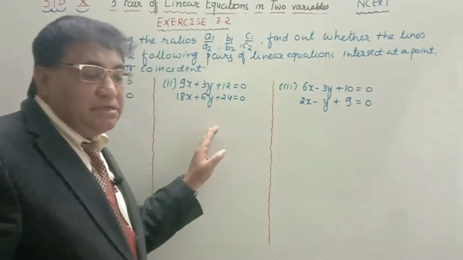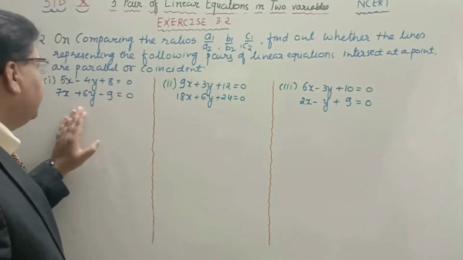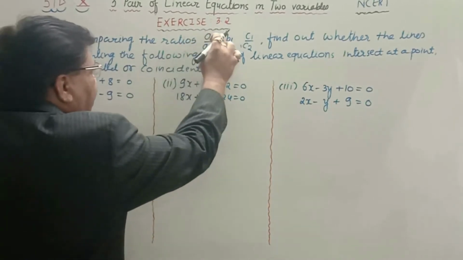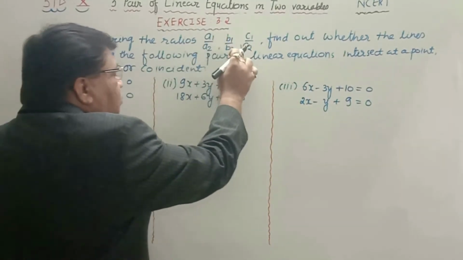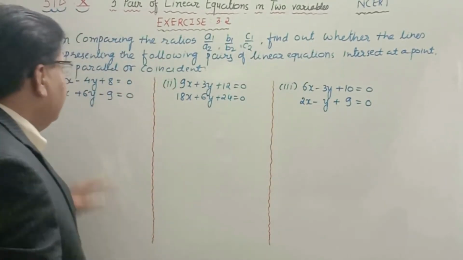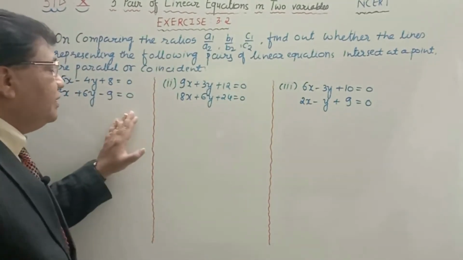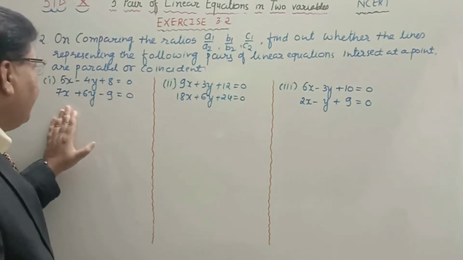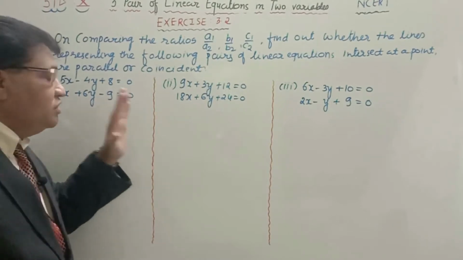3.2 एक्सरसाइज क्वेश्चन नंबर 2 देखते हैं. On comparing the ratios A1 by A2, B1 by B2 and C1 by C2, find out whether the lines representing the following pair of linear equations intersect at a point, are parallel or coincident.